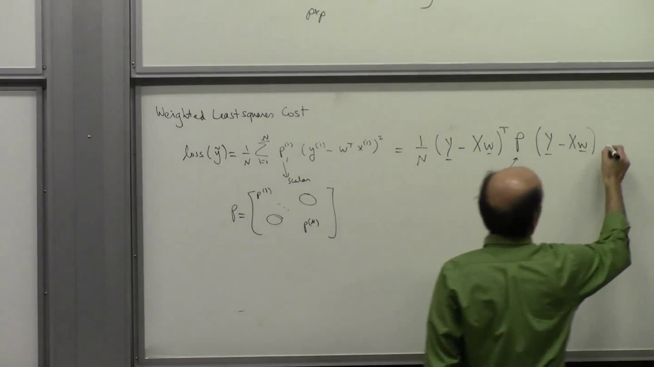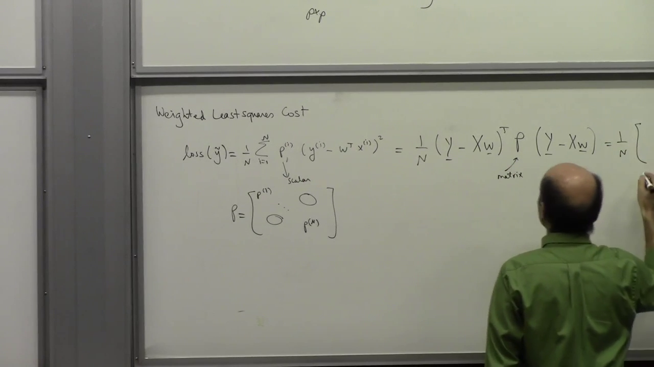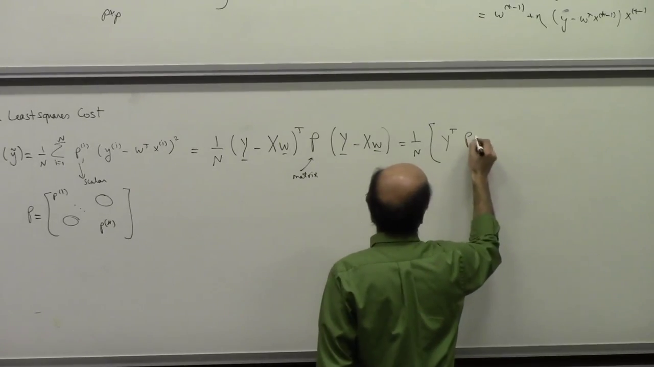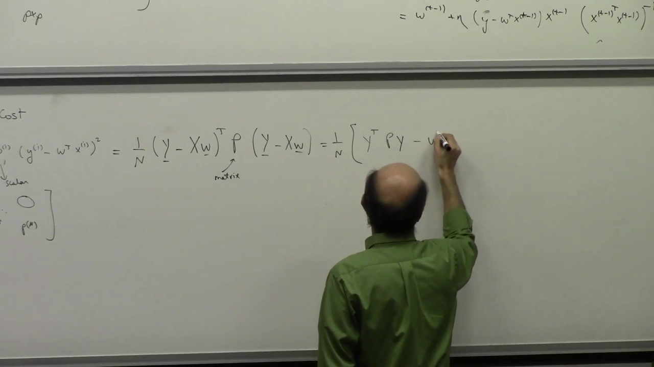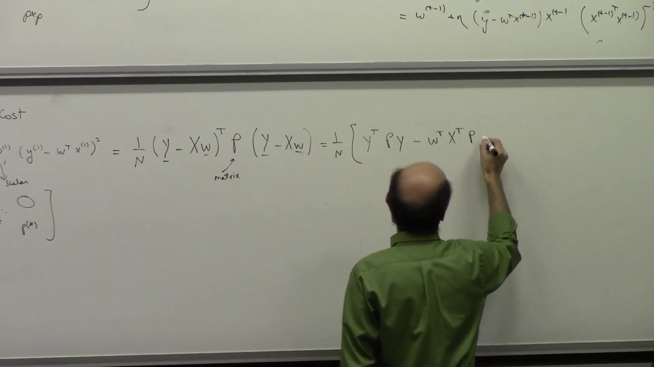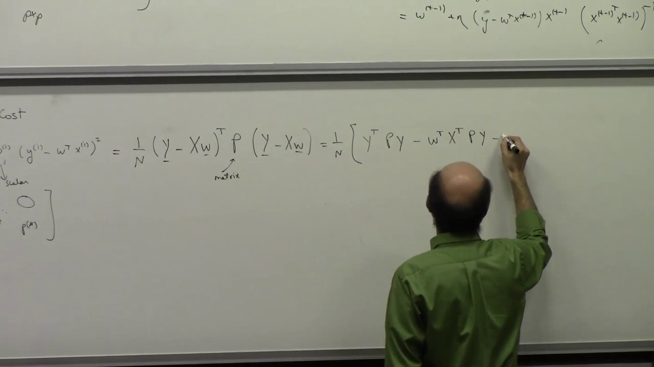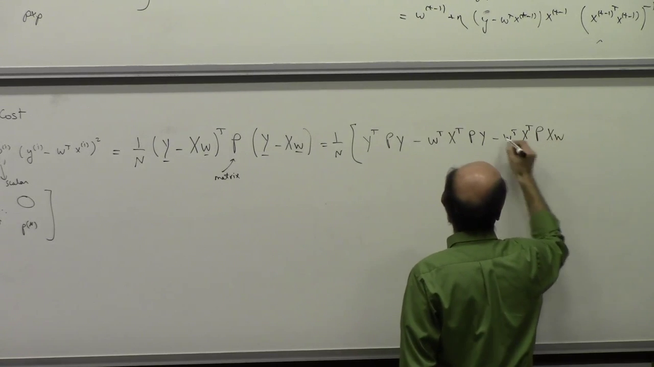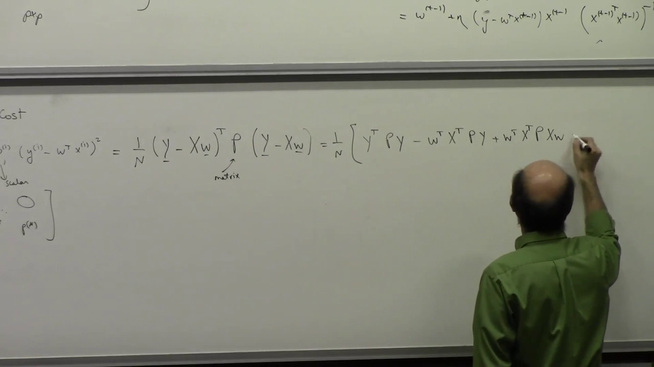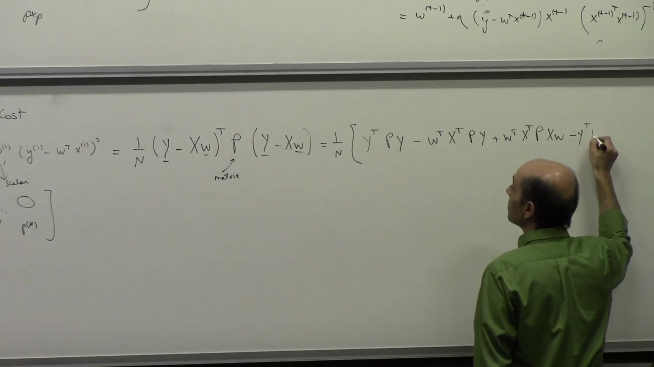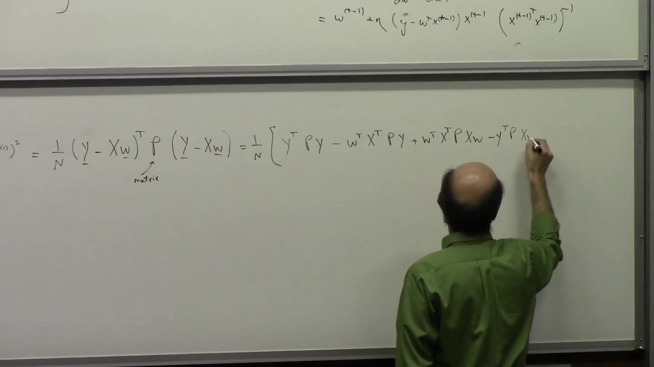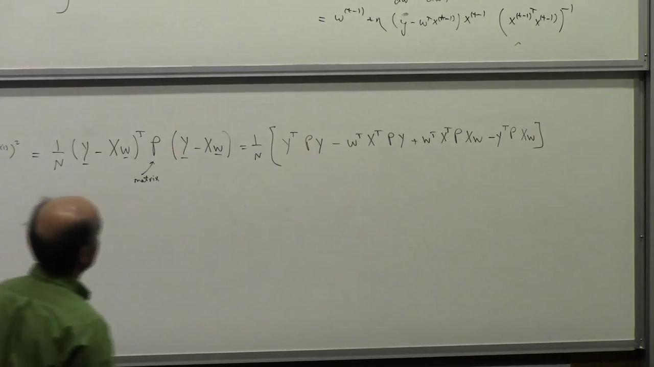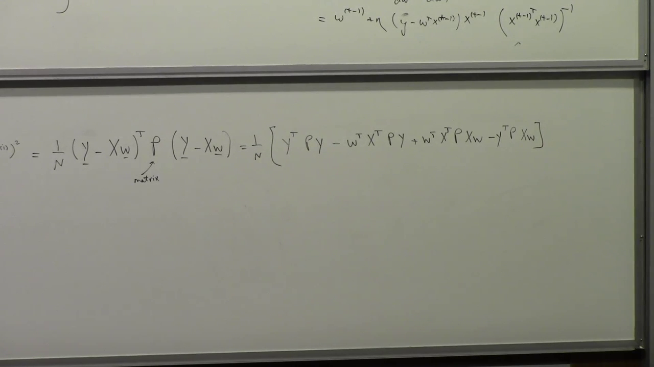All right, so this is equal to 1 over n times y transpose P y, minus W transpose X transpose P y, minus W transpose X transpose P X W, minus y transpose P X W. Let's see if I did that right. Yeah. Okay, I think that looks okay.